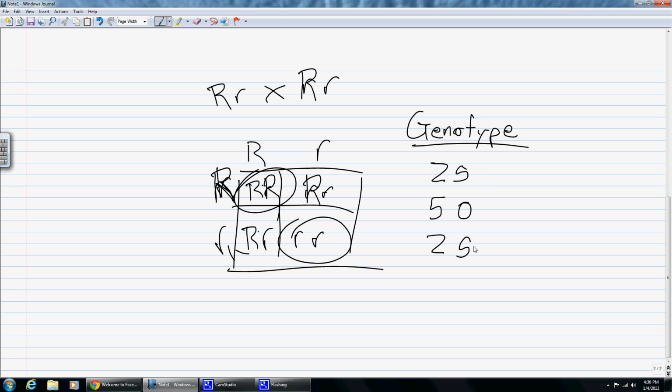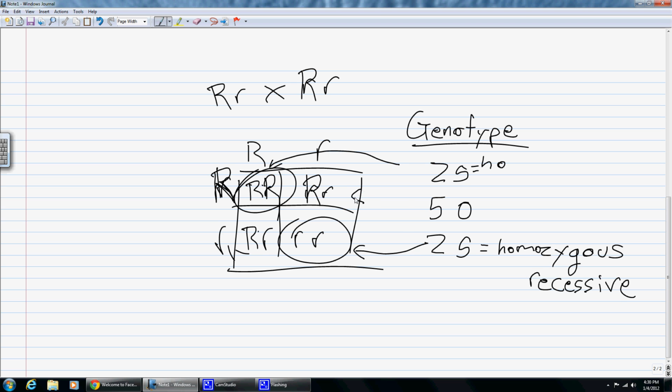Now you wouldn't say something like, oh, 25% little r's. You would say something else. You'd say 25% homozygous recessive. This one you would call homozygous recessive. So we're measuring for this one right here. So I'll draw a little arrow so you can see. And again, this one too.